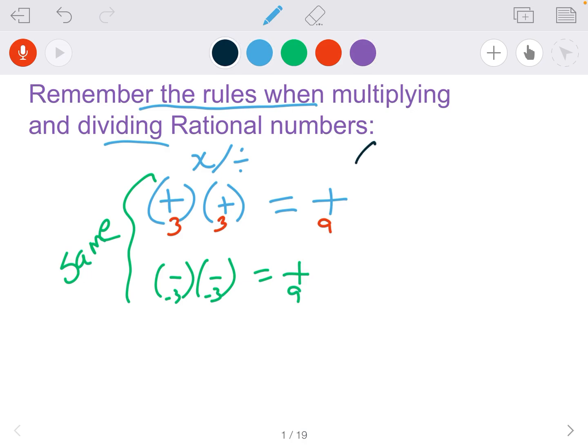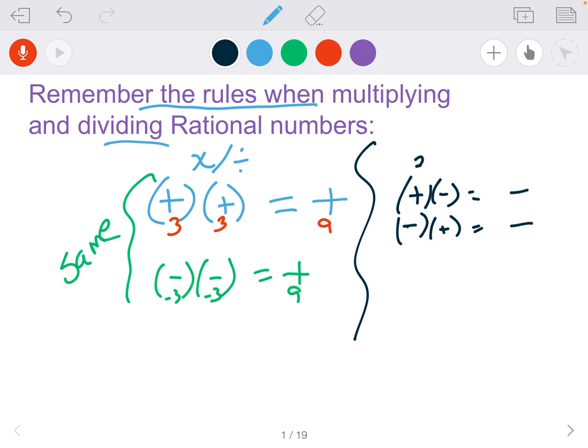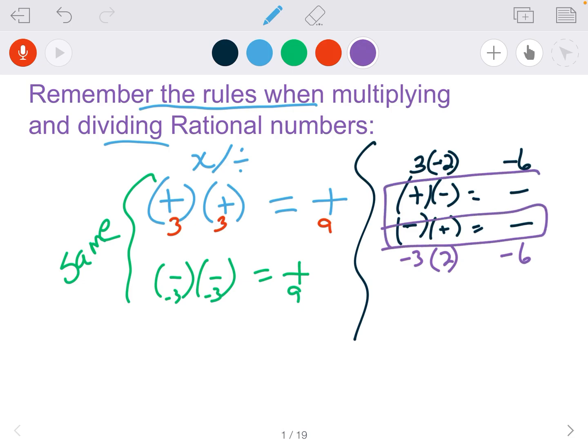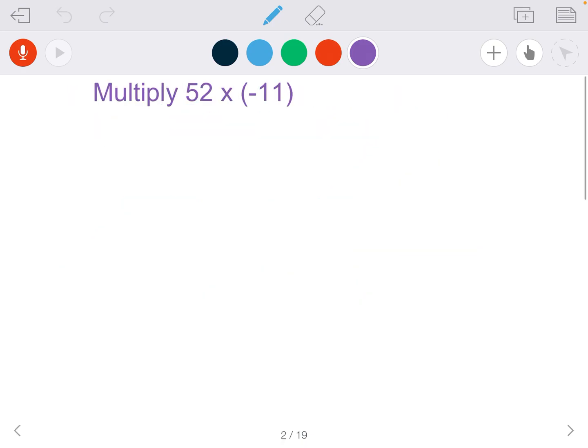And then if you multiply a positive and then a negative, or vice versa, a negative and a positive number, these will always be negative answers. So 3 times a negative 2 gives a negative 6. A negative 3 times a positive 2 is also a negative 6. Hopefully those rules help you out when you're taking this. You can use this during your test as well as any notes.